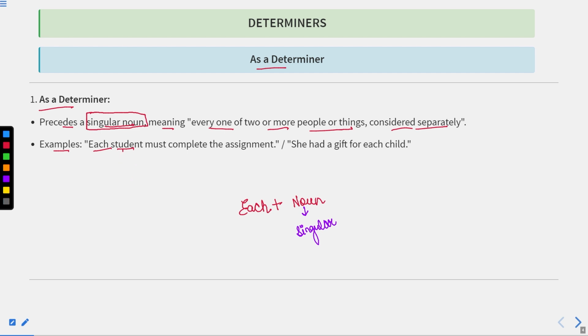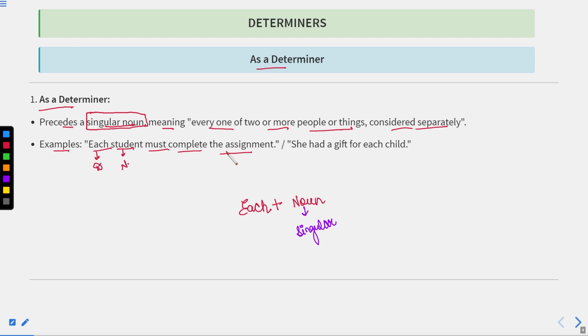Now here you can see that a student is a noun, and here each is a determiner. Okay, must complete the assignment. Okay, so each student must complete the assignment. It means suppose there are 50 students in a class, so every one of them, it means every one or one of them should complete the assignment. In fact, all the 50 students, but individually.